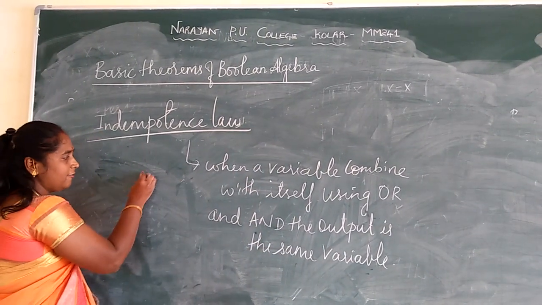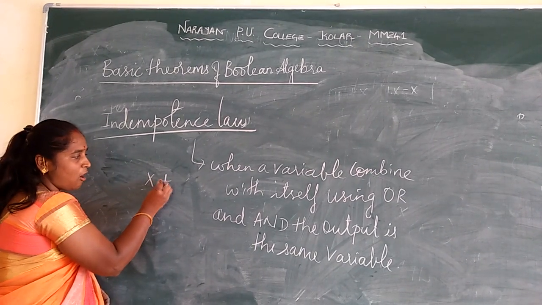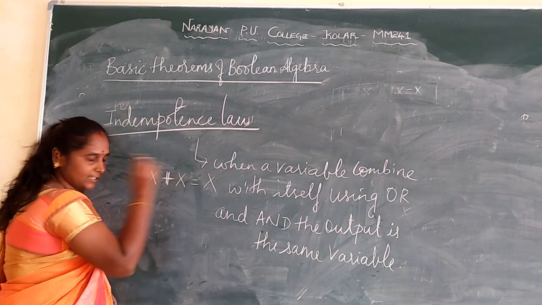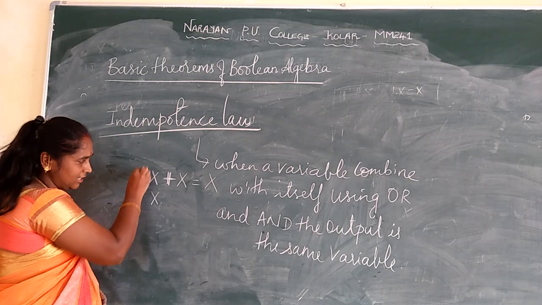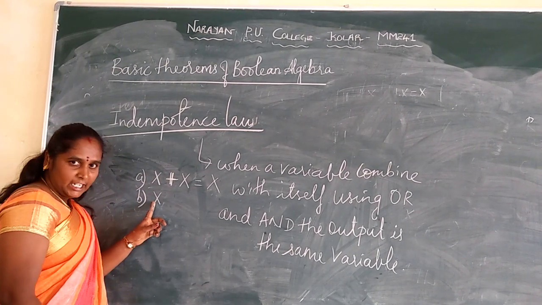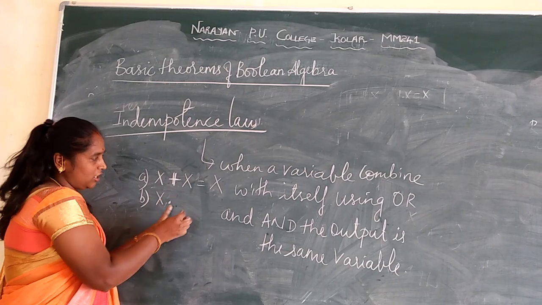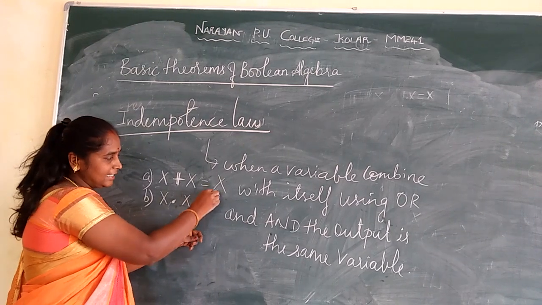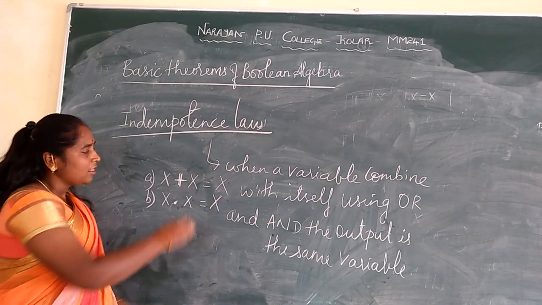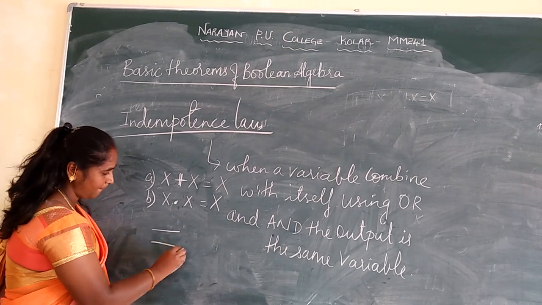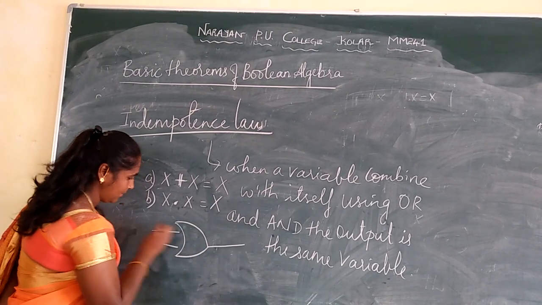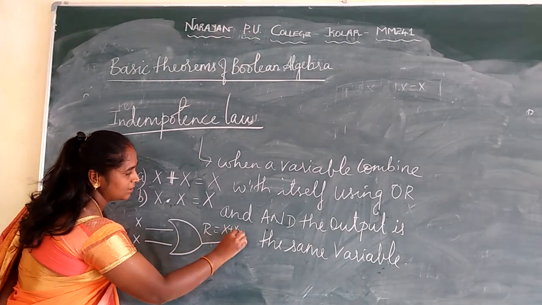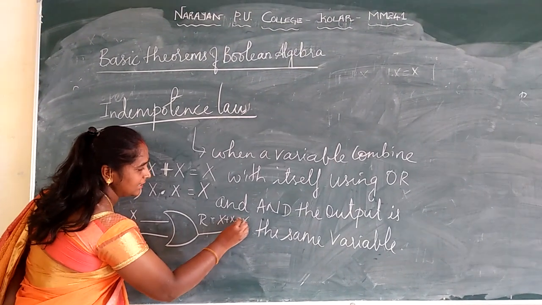So if x is a variable, when combined with itself using an OR operation, the result is x. This is the first condition. Second, a variable x, when combined with itself using an AND operation, gives the same variable, that is nothing but x. The logic gate of the first one is: the result r is nothing but x plus x, which equals x. We are getting the result as x.